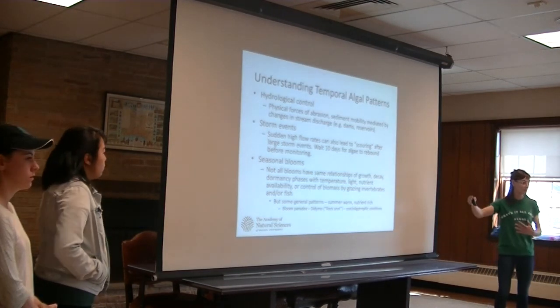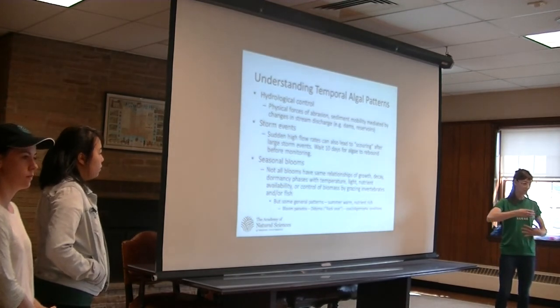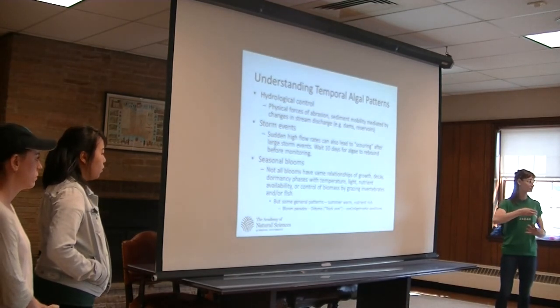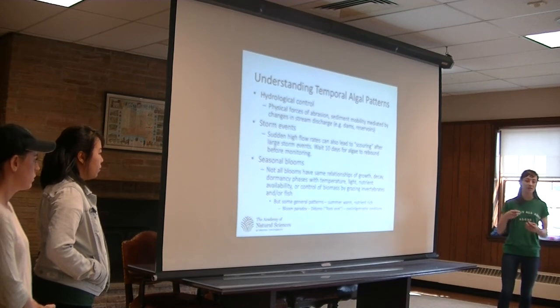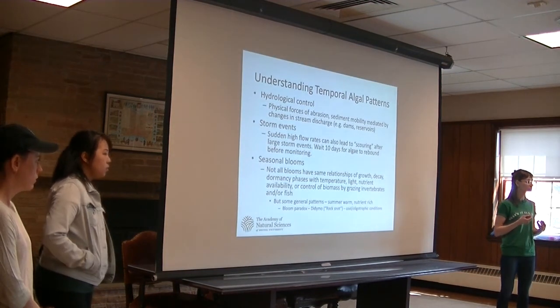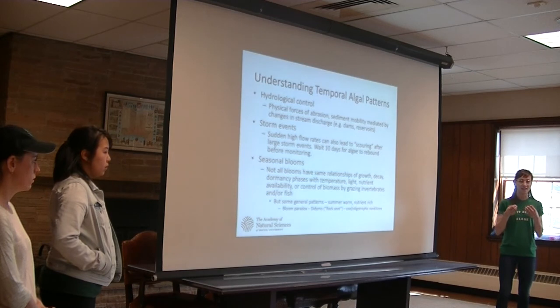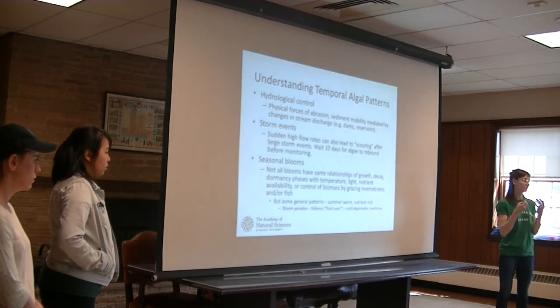If there's a lot of sediment flowing through as well from storms, that can also scour away algae. It can also lead to really turbid conditions, so really cloudy streams, and that blocks out sunlight, so it makes it harder for algae to grow.